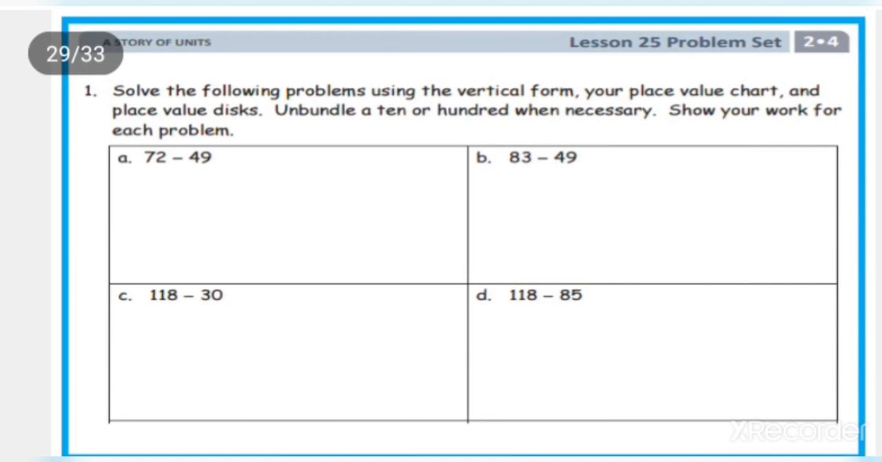Can you try out these problems if you really followed my lesson? Just quickly solve the following problems using the vertical form, your place value chart, and place value disks. Onboard a 10 or 100 when necessary. Show your work for each problem. The first one there is easy. 72 minus 49. 83 minus 49. 118 minus 30. 118 minus 85.